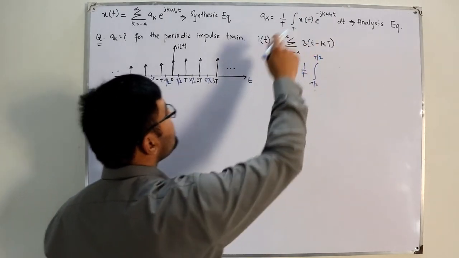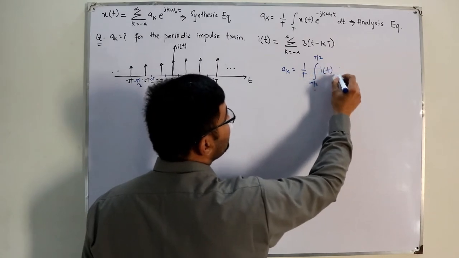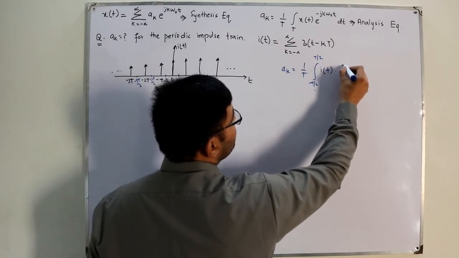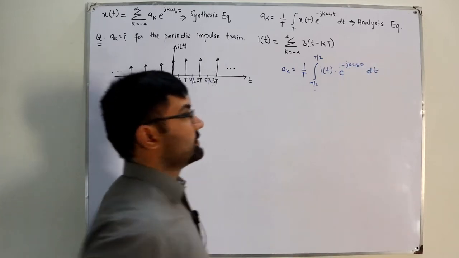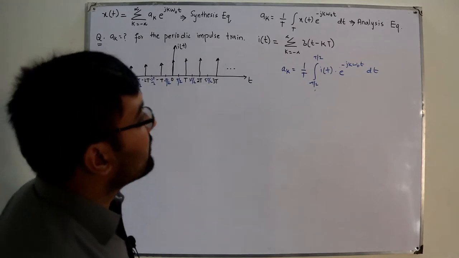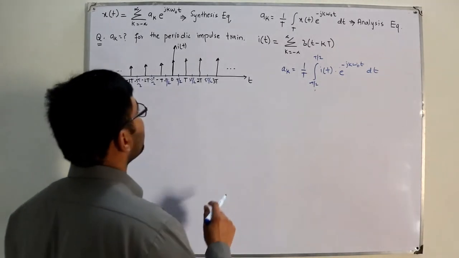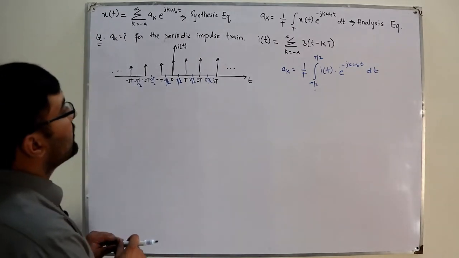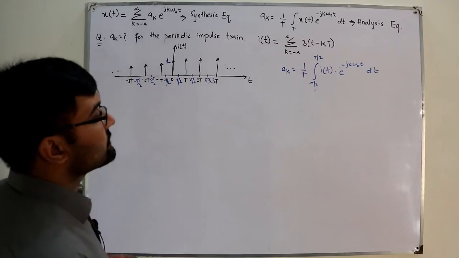What do you have? X of T is my impulse function, that is I of T, and it's multiplied with exponential of negative jk omega naught T, and integrated with respect to T. This is how I have to do it. So, now what do I have? The impulse is only located over here at t equal to 0, and the weight of this is 1, right?